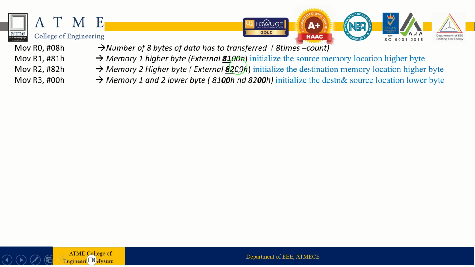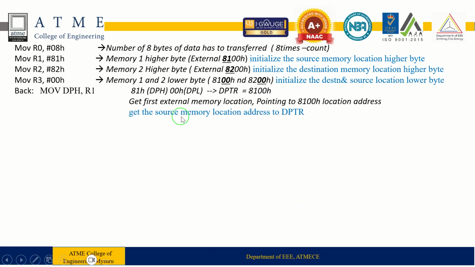If you observe, these two are the external memories, 81 and 82, so the common lower byte is 00. Hence we initialize another parameter, that is 00, transferred to the R3 register. Now my pointer has to point to the first location to store the data. Hence 81 is moved to DPH, where DPH is the data pointer higher byte. So we get the first external memory location. Now the pointer is at the 8100H location.